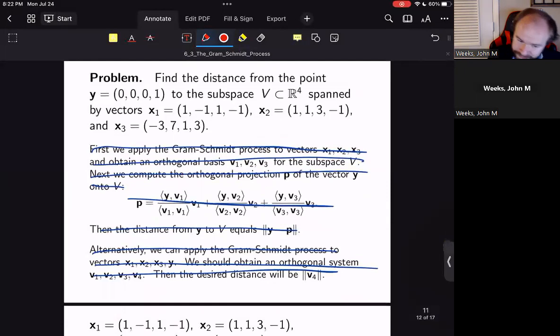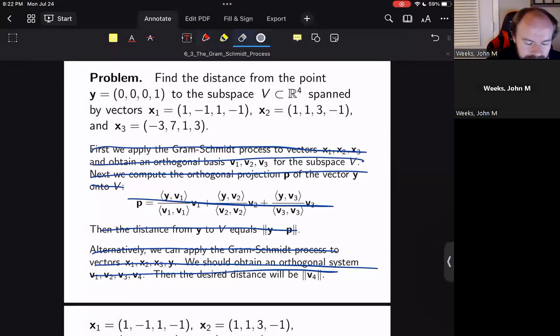Now, this one's a little bit different. Let's take the subspace that is spanned by 3 vectors. This time, x1 is 1, negative 1, 1, negative 1, a vector in R4, x2 is 1, 1, 3, negative 1, and x3 is negative 3, 7, 1, and 3.